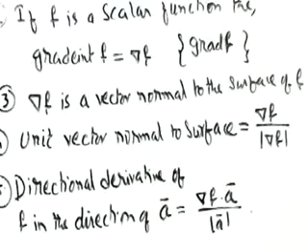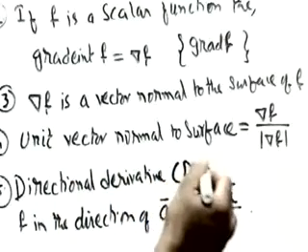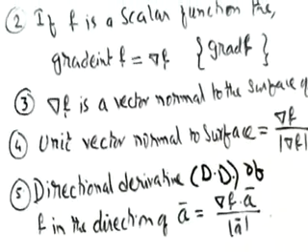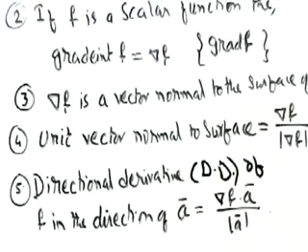And the directional derivative of f in the direction of a is del f dot a by mod a. In short, we can write like this: the directional derivative of f in the direction of vector a is del f dot a by mod of a. Just we have written 3-4 formulas. The first formula is gradient f, del f; the unit vector del f by mod of del f; and the directional derivative of f in the direction of a is del f dot a by mod a.